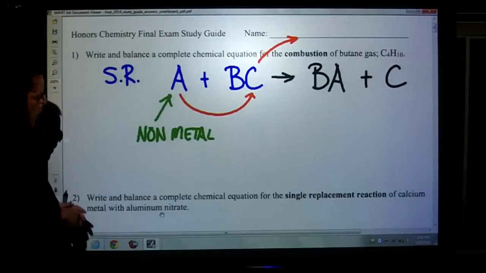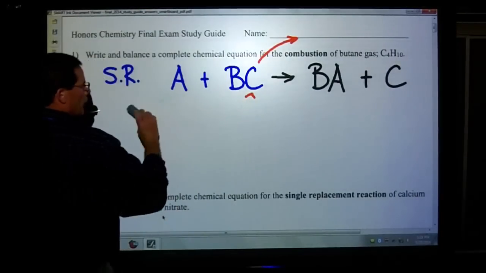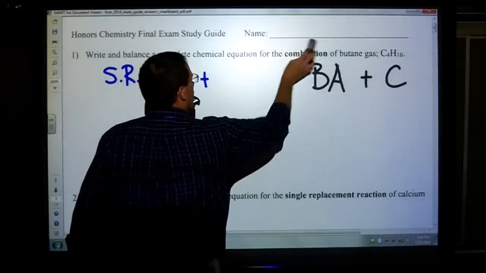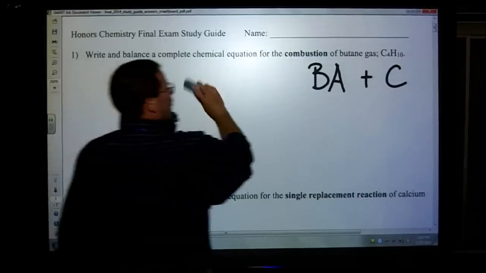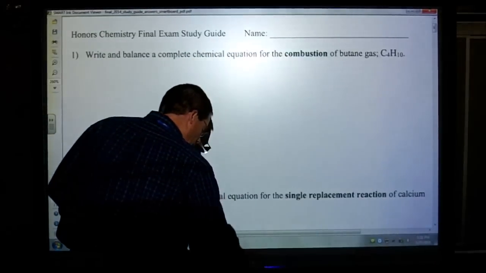Okay. The last type of reaction is a double replacement reaction. And a double replacement reaction involves 2 compounds.